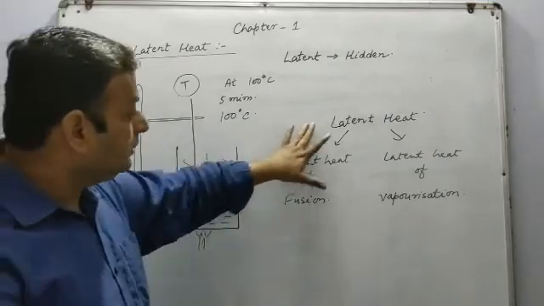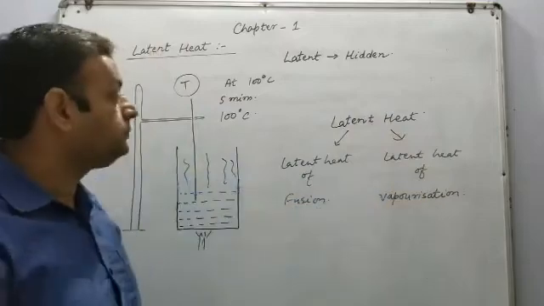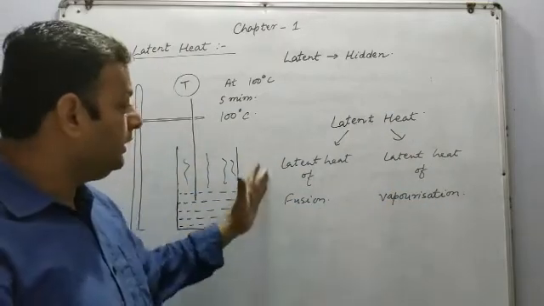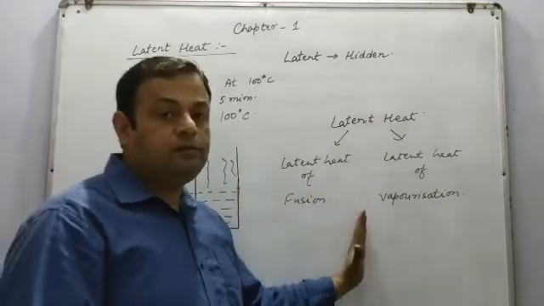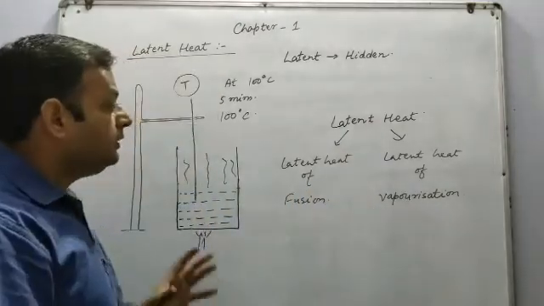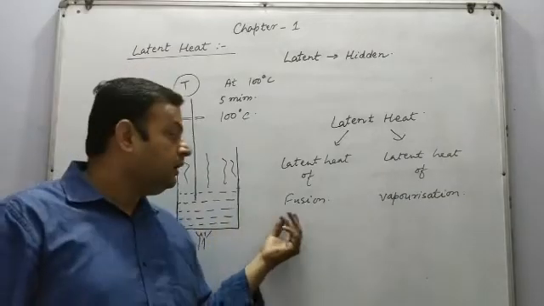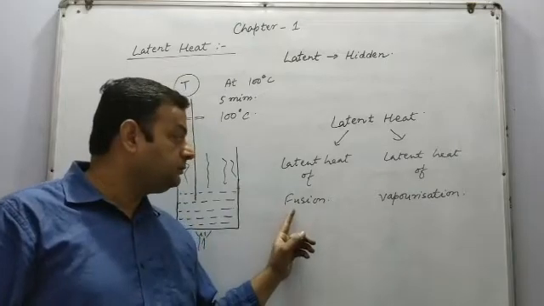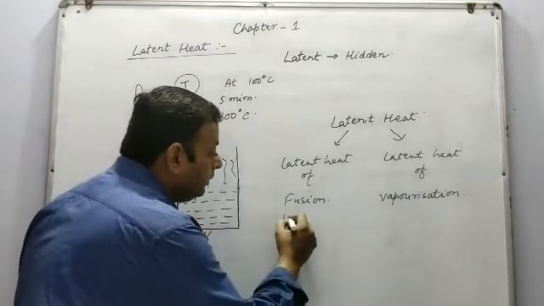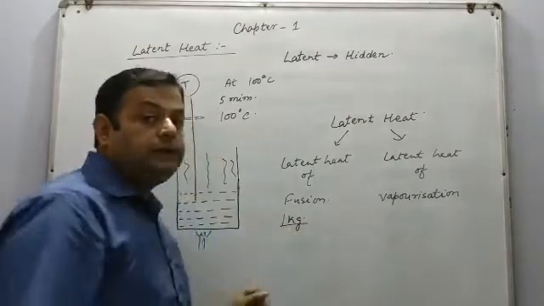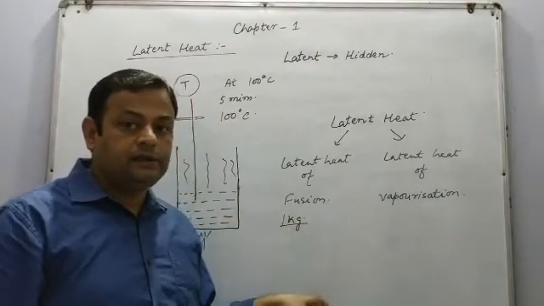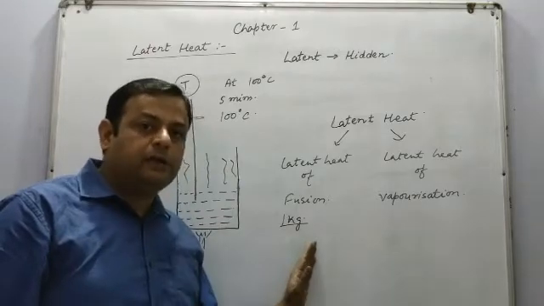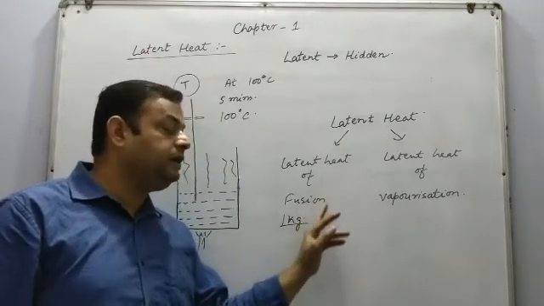Now come to the topic, types of latent heat. The latent heat is of two types, latent heat of fusion and latent heat of vaporization. Now there is a slight difference between these two. The amount of heat energy required to convert 1 kilogram of solid into liquid state at atmospheric pressure at its melting point is called latent heat of fusion.